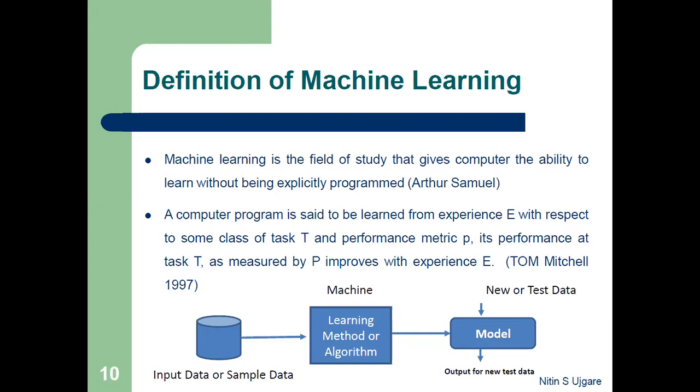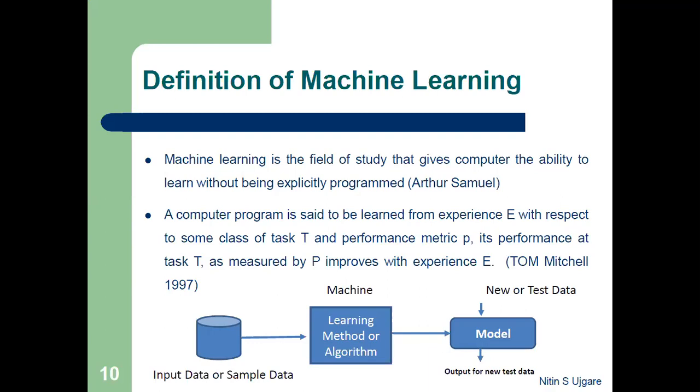Most recently, Tom Mitchell in 1997 defined machine learning as follows: a computer program is said to learn from experience E with respect to some class of tasks T and performance metric P, if its performance at task T, as measured by P, improves with the experience E. So computer programs are targeted to solve some task T, and the performance of the computer program in solving this task T is measured with respect to metric P, and in case of machine learning, this metric is always called the accuracy of your machine learning model.